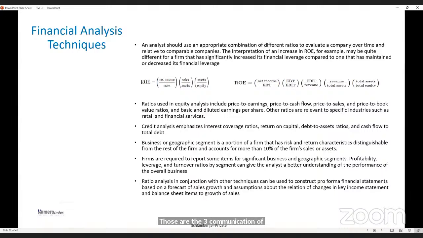Now, another combination of DuPont analysis is what we call extended DuPont analysis, which has 5 components. You see, the first one is testing your what? Net income divided by your what? Earnings before tax. What is this first ratio talking about? Your tax efficiency.